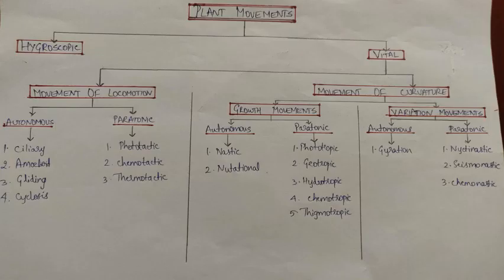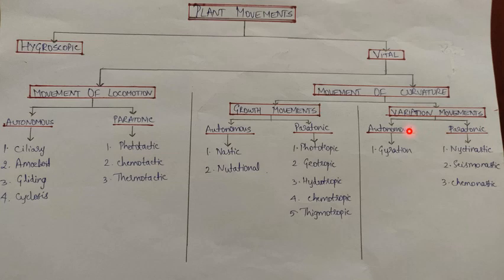So just under movement of curvature, we completed these growth movements wherein we saw the autonomous kind of movement, two types, and paratonic, that is due to external forces. We found these three types of movements. Next, going to variation movements. So variation movements, these are not associated with growth at all. This is also of two types, autonomous and paratonic.